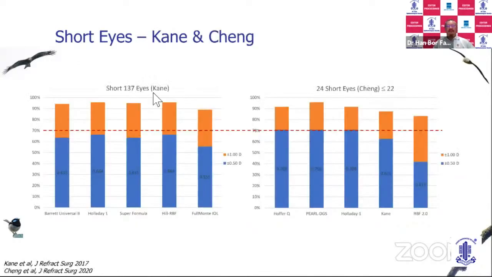Well, the Kane study early on also looked at the short eye segment, and Cheng as well. For these two, they just highlight the better performing formulae. In Kane's case, Barrett, Holladay 1, and RBF are good. In Cheng's case, Hoffer Q is doing very well, with the new PEARL DGS from Damien Gatinel's group also doing very well. Surprisingly, Kane doesn't do so well, and RBF doesn't perform so well here.